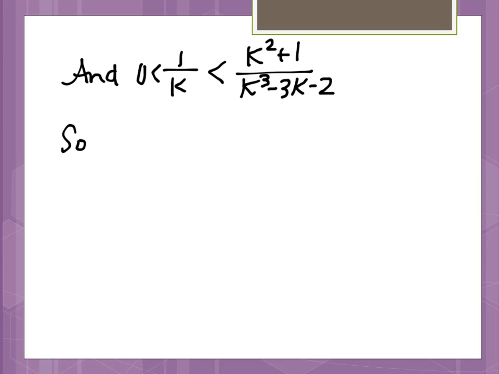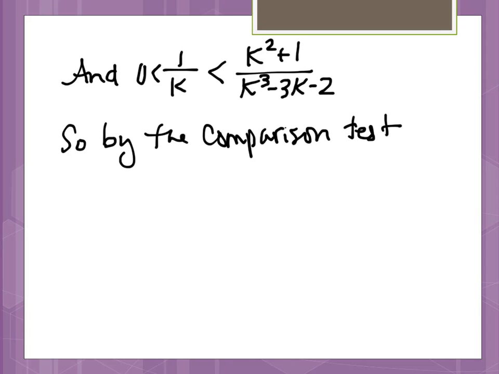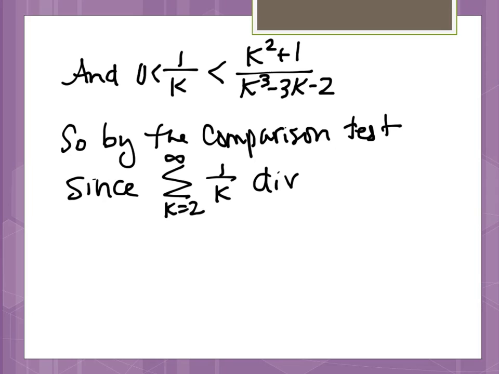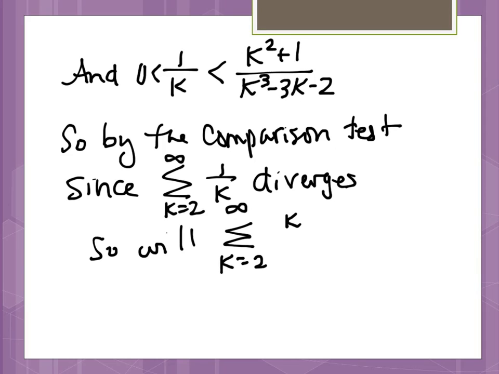All right. So then by the comparison test, since the summation from k equals 2 to infinity of 1 over k diverges, so will the summation from k equals 2 to infinity of k squared plus 1 over k cubed minus 3k minus 2.